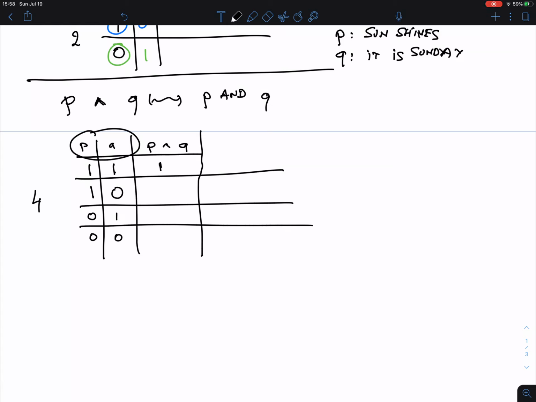This operation has a name: conjunction. These are terms that we're going to use a lot. I know I'm throwing a bunch of terms at you, but you need to know these. Okay? Conjunction.